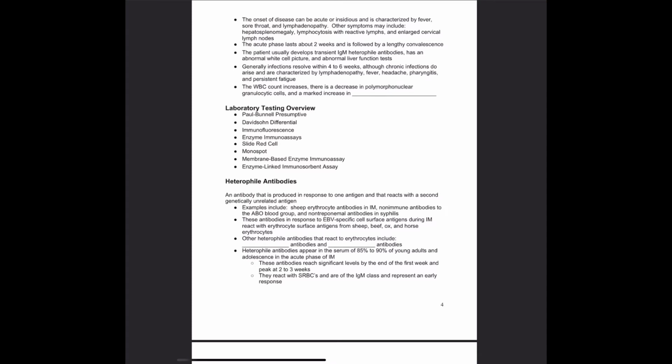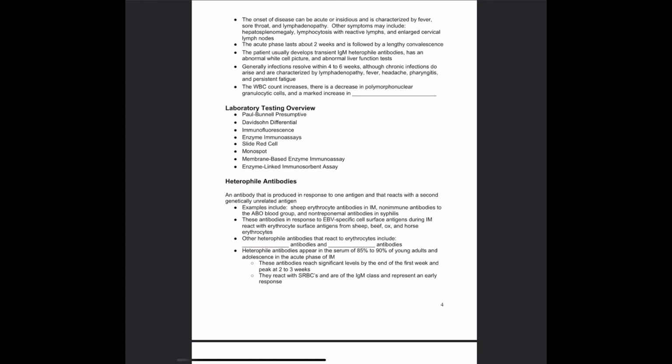Generally, infections resolve within 4 to 6 weeks, although chronic infections do arise and are characterized by lymphadenopathy, fever, headache, pharyngitis, and persistent fatigue. The WBC count increases, there is a decrease in polymorphonuclear granulocytic cells, and a marked increase in monocytes and reactive lymphs.